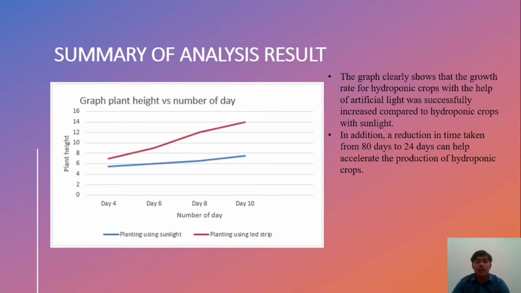For the summary of the analysis result, the graph clearly shows that the growth rate for hydroponic crops with the help of artificial light was successfully increased compared to hydroponic crops with sunlight. In addition, a reduction in time taken from 80 days to 24 days can help accelerate the production of hydroponic crops. So, the increase, the difference between the planting using sunlight and planting using LED strip, is 70%.